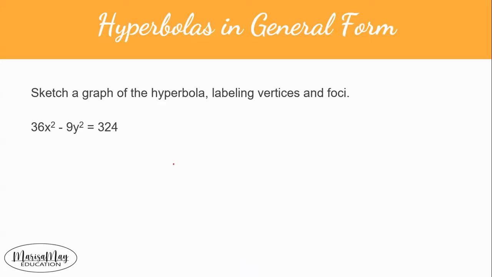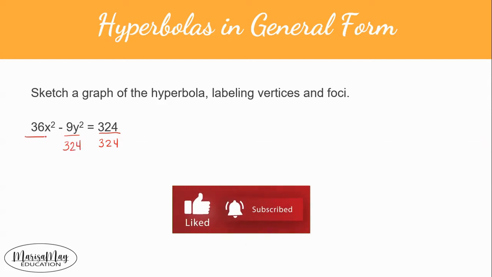In this video, we'll sketch a graph of a hyperbola, labeling the vertices and foci. I think it's important first to go ahead and get this in standard form. Now, to do that, we'll have to divide everything by the 324 because we are looking to get a 1 on the right side of this equation.